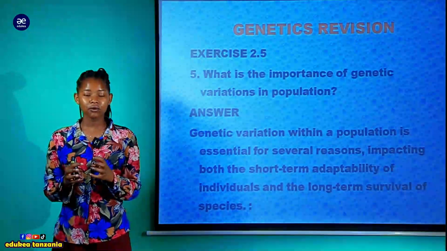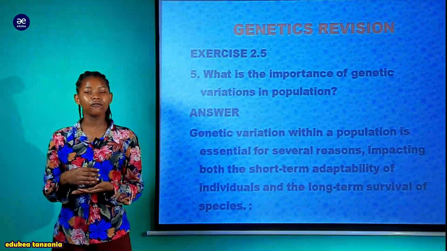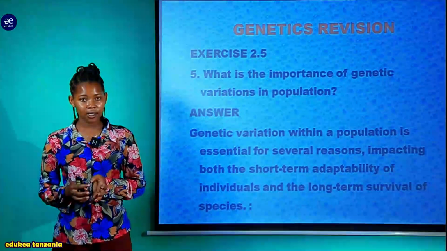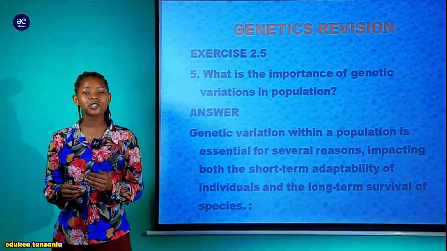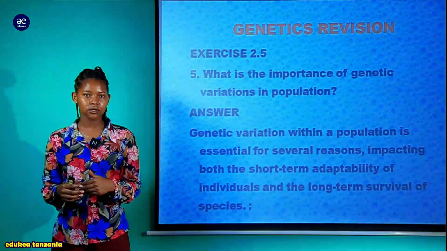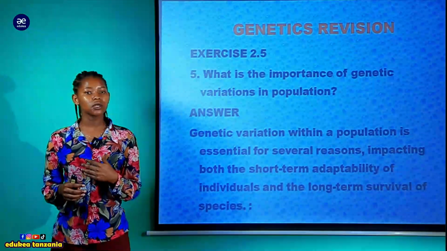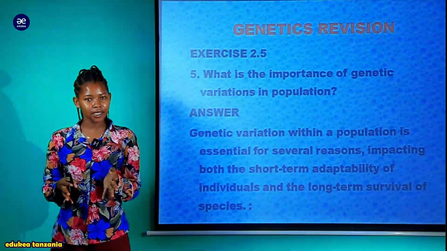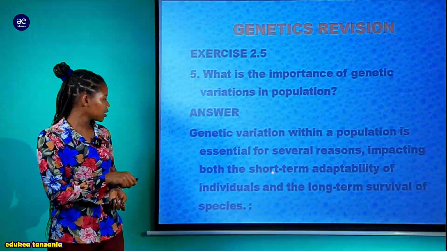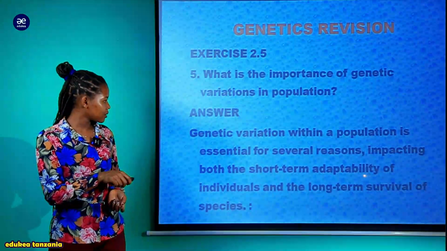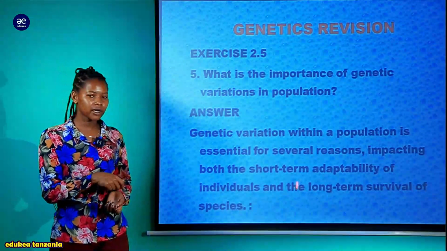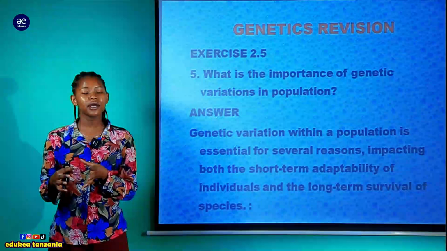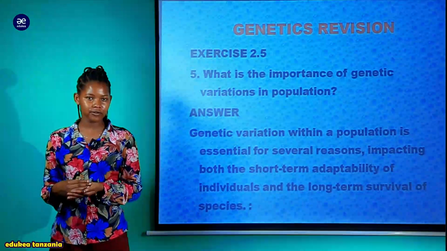So ukiassess hapo, obviously kondoo wenye manyoya mengi watasurvive ile baridi kali, but kondoo wenye manyoya machache wataperish out. Why? Ni kwa sababu ile variation in character imesaidia kwenye ile short-term adaptability na long-term survival ya species. Kwa hiyo kuna variations ambazo ni muhimu, zinaenda kusaidia organism ku-sustain for so long period of time.